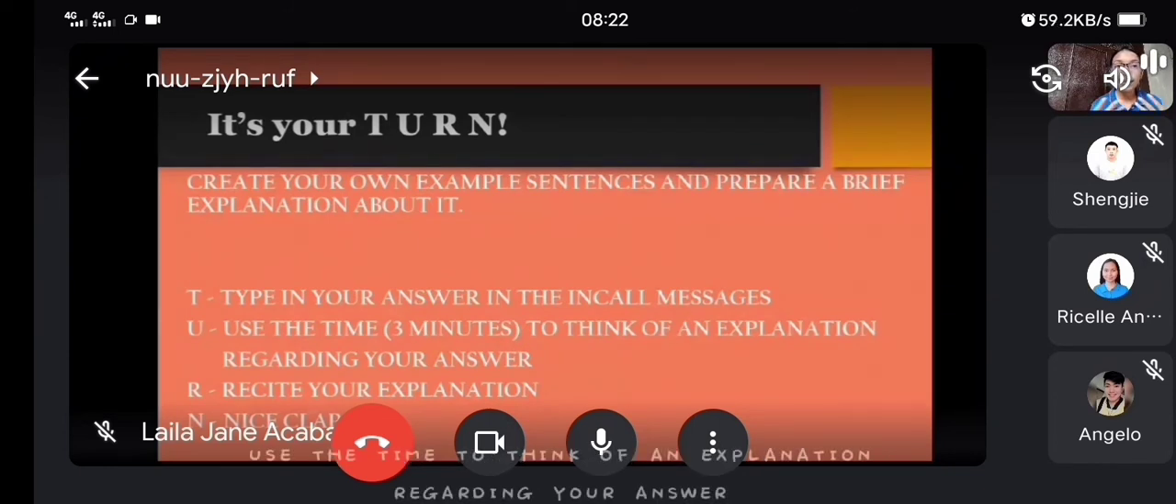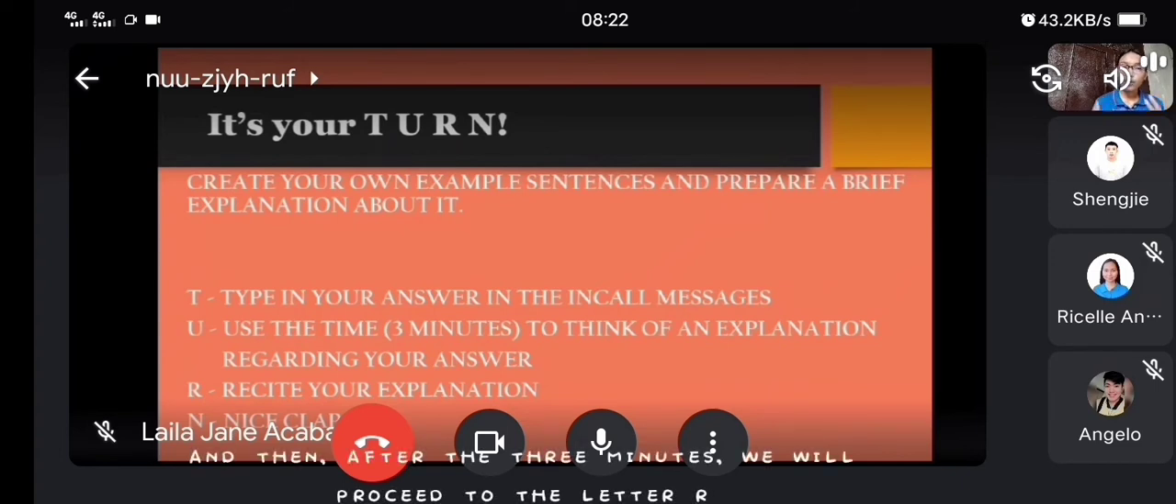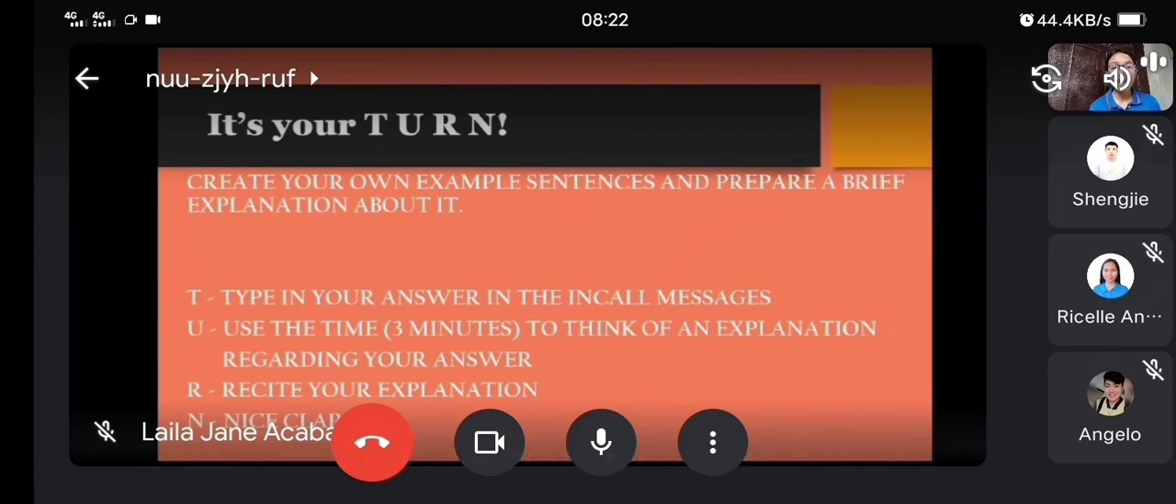Use the time to think of an explanation regarding your answer. I will give you 3 minutes to think about your explanation. And then, after the 3 minutes, we will proceed to the letter R, or recite your explanation. After you think about your explanation, you're going to recite it and share it to the class.